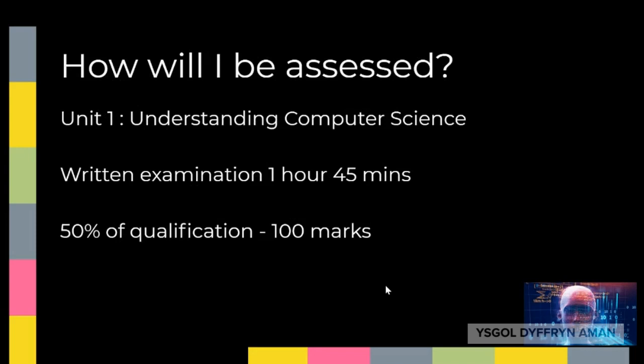How will I be assessed? Unit 1, Understanding Computer Science, is a written examination which will last for 1 hour and 45 minutes. It's worth 50% of the overall qualification and 100 marks.